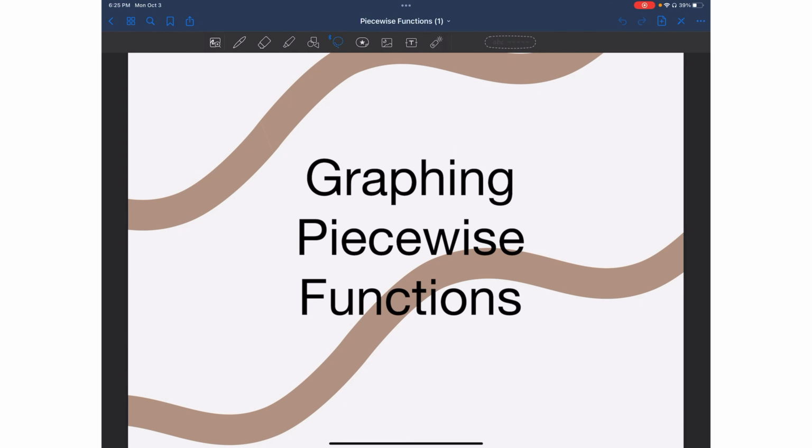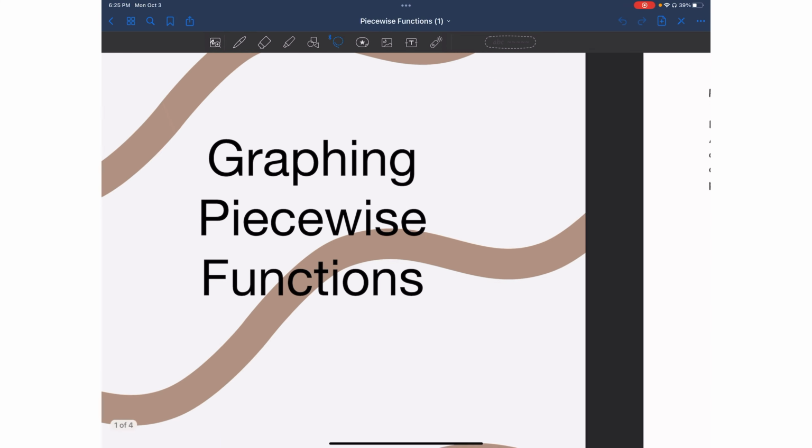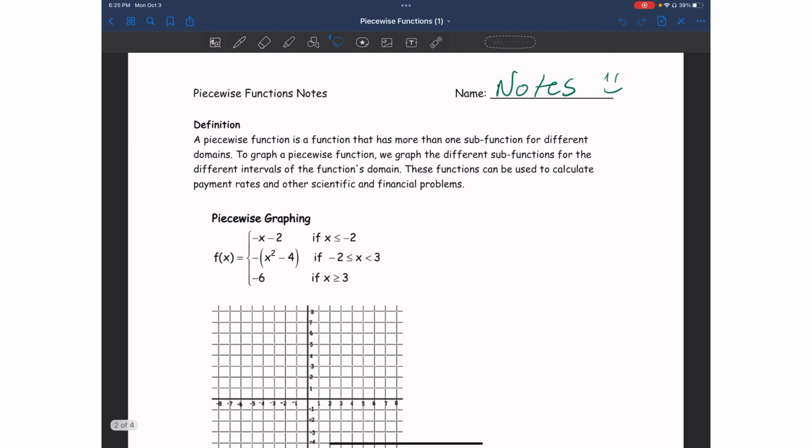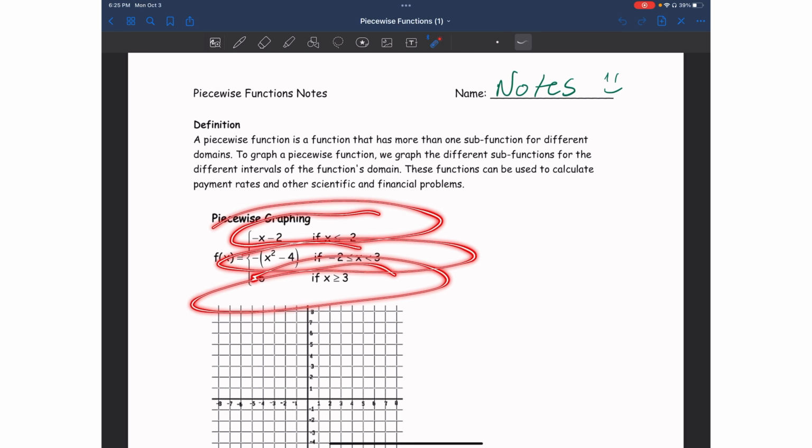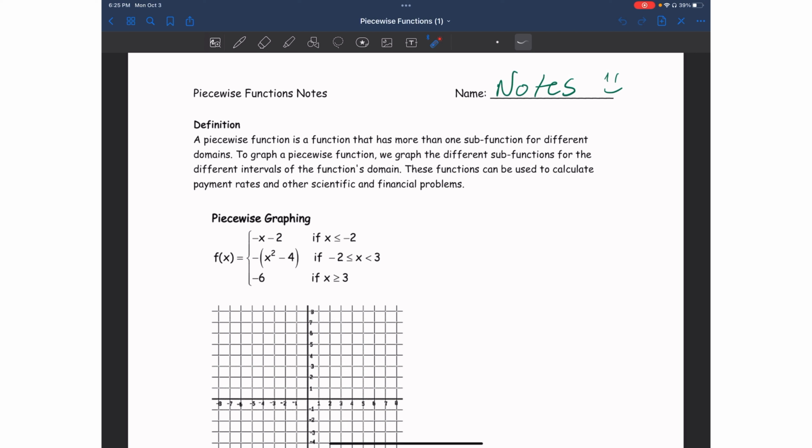Today we will be learning how to graph piecewise functions. A piecewise function is basically one function created of multiple pieces. If you want to graph them, you're going to have to graph each piece individually. This graph, for example, has three different pieces, and we're going to graph them individually, creating one single graph.